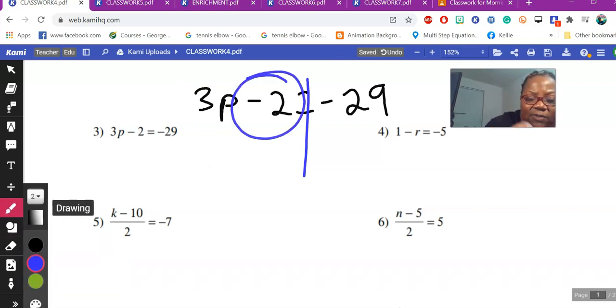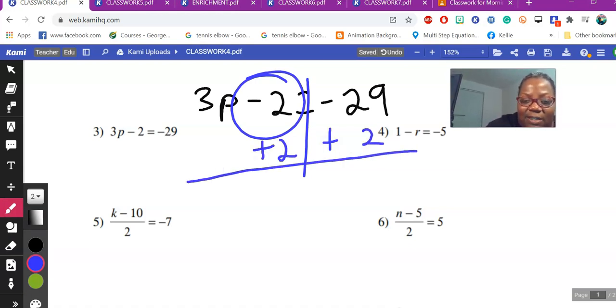So that's not where we go first. We have to get rid of this first. And you see it's negative 2. So we will add 2 to both sides. Add 2 to both sides. 3p will come back down. That canceled out. Right? Negative 29 plus 2. Subtract. Keep the sign of the higher digit. That's going to give us negative 27. Right?